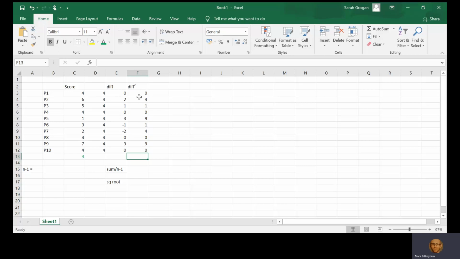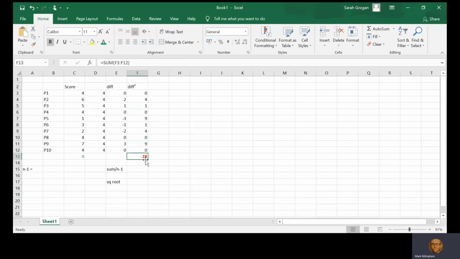What we need to do now is add up these numbers. It looks quite easy, but I'll cheat and do it this way. I'll get the spreadsheet to do it for me. Just want to add up those. Let's try again. Add up those. The total is 28. So the sum of the differences squared is 28.